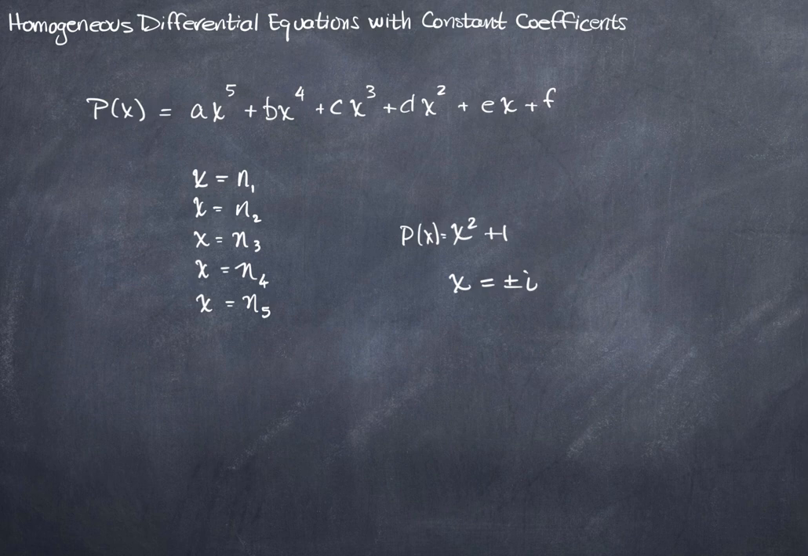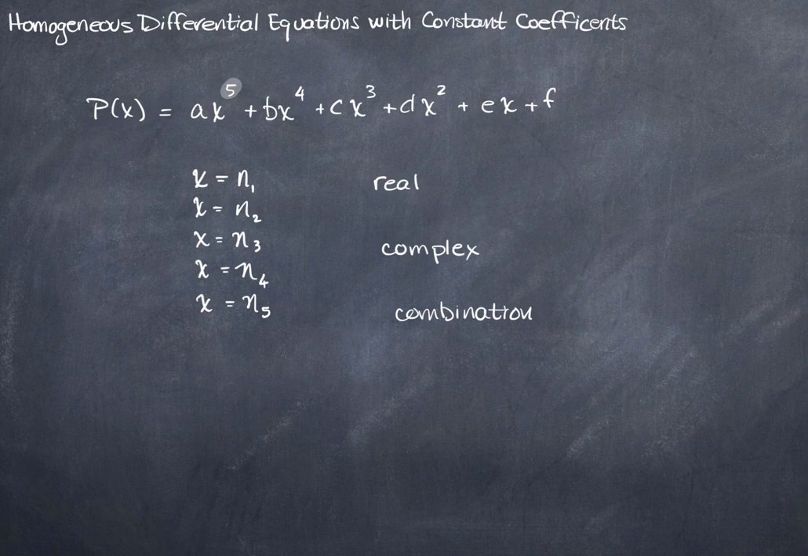So we have 5 possible roots, and we can tell that just by looking at the highest power of the polynomial. So we know how many solutions we're going to have just based on the power of the polynomial. What we don't know is what type of solutions those are going to be. They could either be real, they could be complex, or they could be a combination. Some real and some complex. If they're all real, then they're all real, right?